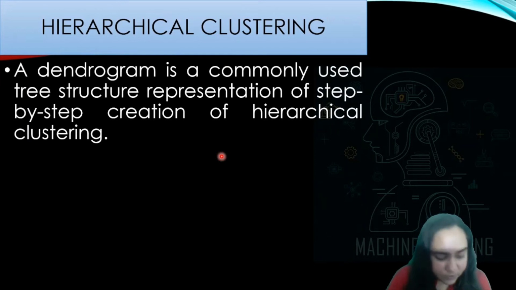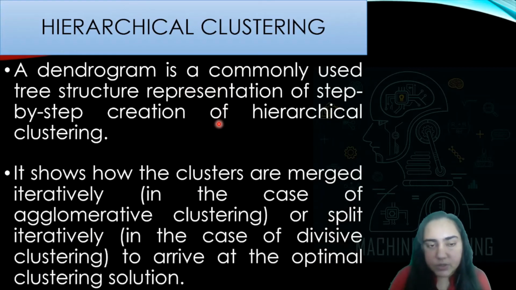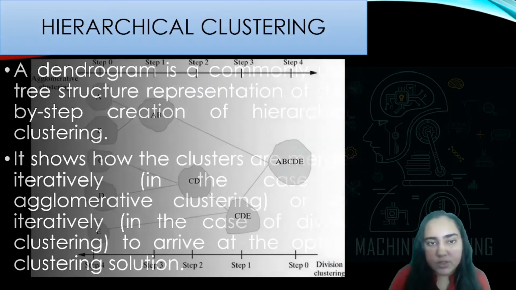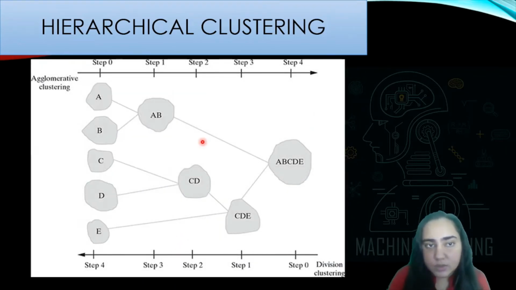The type of structure which is normally used for implementing this is known as a dendrogram, okay, which is a step-by-step creation of a hierarchical clustering. And it shows you how the clusters are merged iteratively if it is agglomerative, or split iteratively if it is a divisive clustering, until you reach the optimal clustering solution. This is what a dendrogram looks like.